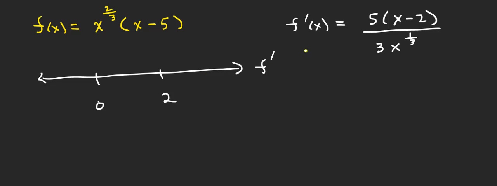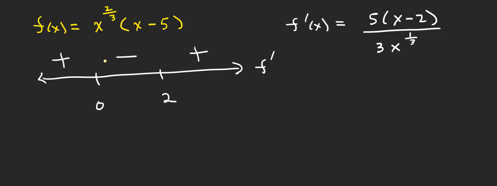So let's plug in the numbers to f prime of x and see what kind of sign we get. You could choose any number greater than 2. Let's say 4, you're going to get positive. What about a number between 0 and 2? Let's choose 1. You get negative over positive, so you end up getting negative. What about over here? Let's say negative 2. That's negative. And cube root of negative 2 will be negative. So you get positive.